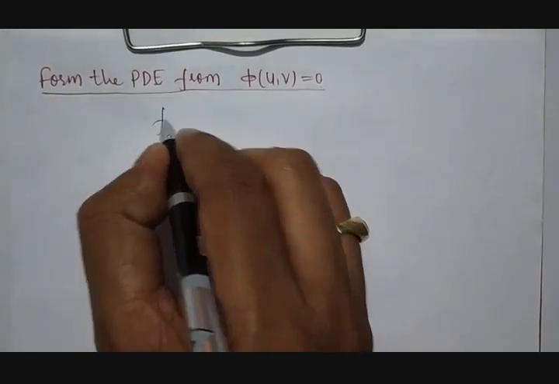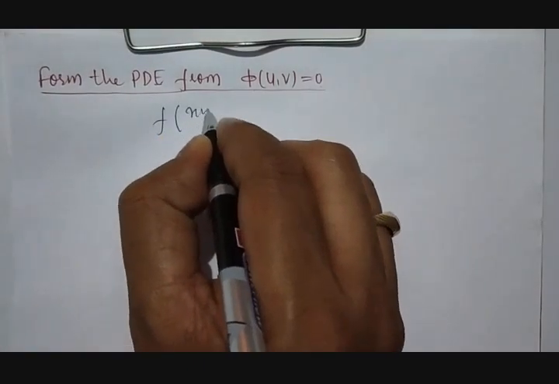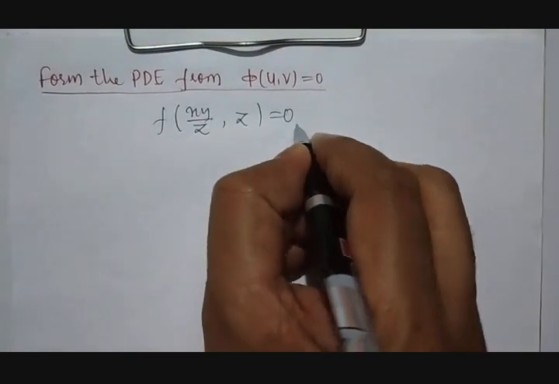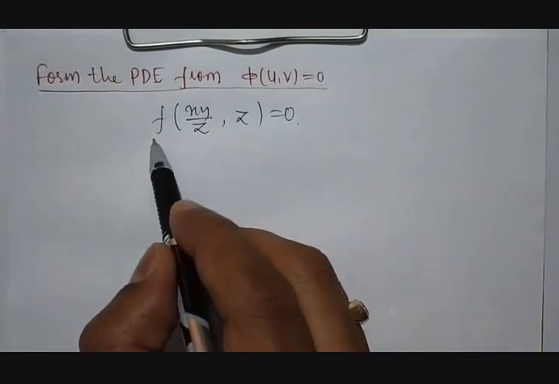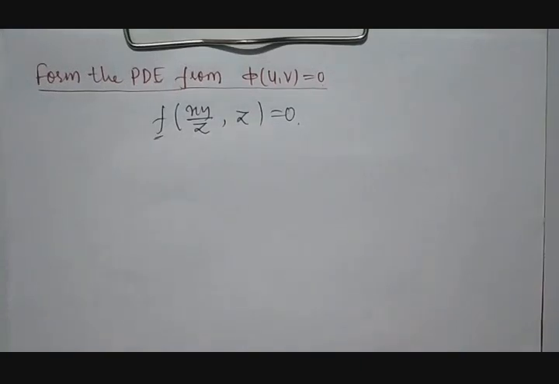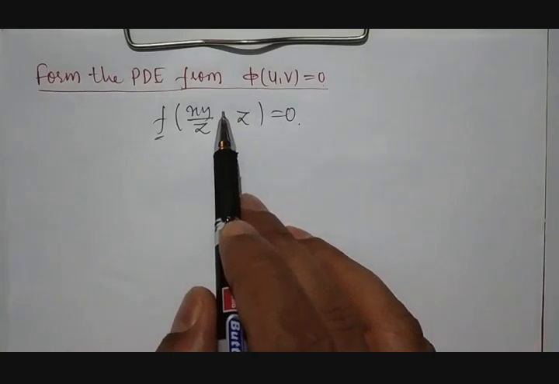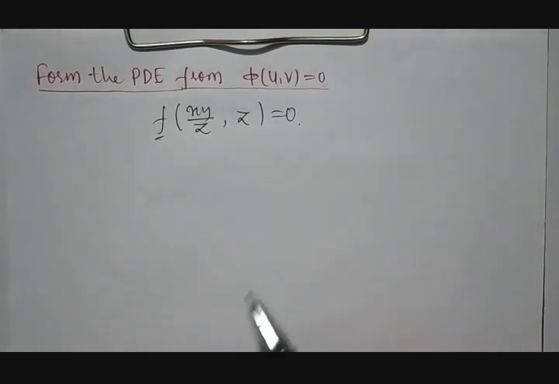That example is something like f of xy divided by z comma z equal to 0. Here f is an arbitrary function. By eliminating this arbitrary function, we need to get a solution, that is a partial differential equation. But it is not that simple because the comma is there. If it were any mathematical operation, we would have taken the direct result. But it is not possible because the comma is there.